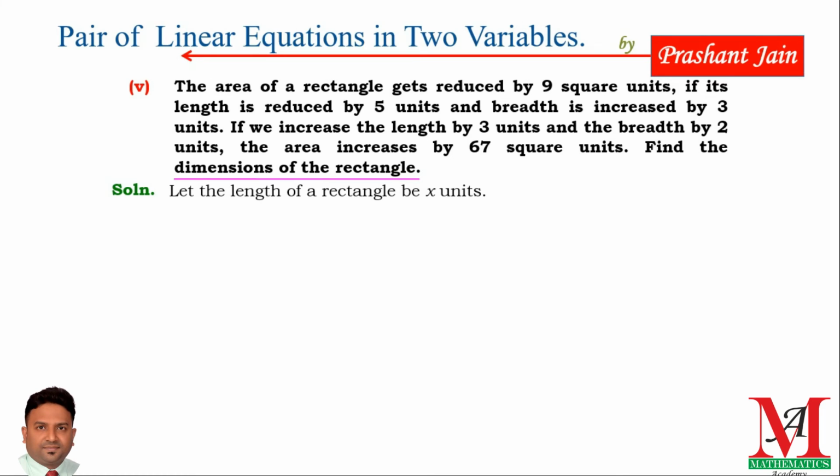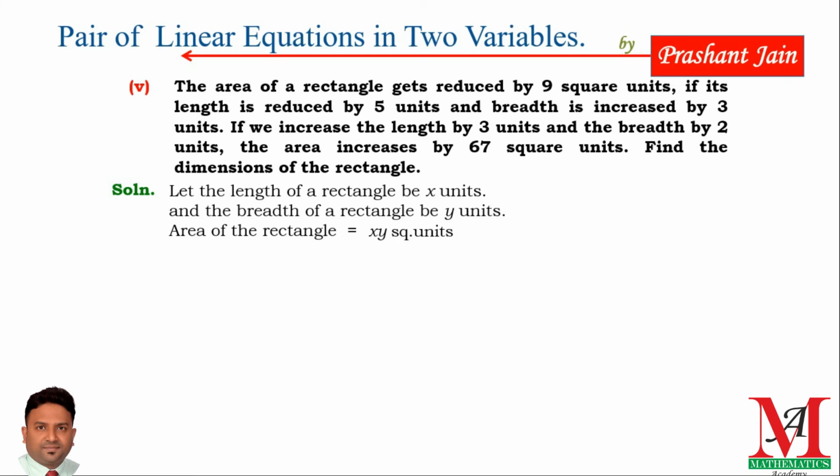So we have to assume that the length of the rectangle is x unit and the breadth of the rectangle is y unit. And we know that the area is length into breadth. So area becomes x into y square units. Now from the first condition, if we reduce length by 5 units, and the length is x unit, after reducing it by 5 units we get x minus 5, and the breadth is increased by 3 units. Breadth we have y, after increasing it by 3 units we have y plus 3.